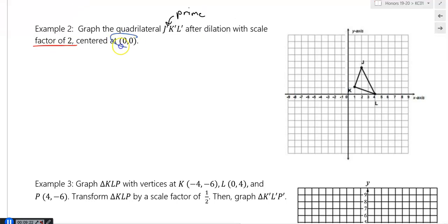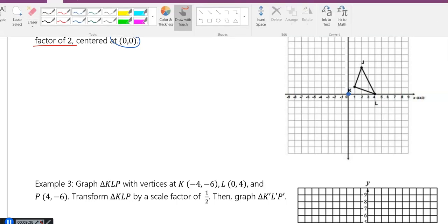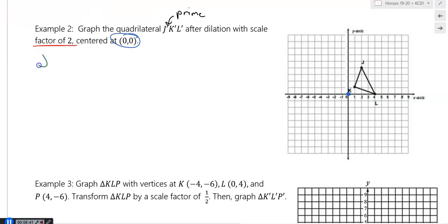And centered at 0, 0. And so here's my center. So how we do on these, when they're centered at 0, 0, they're much easier, but we look how far away it is from that point, and then we multiply those by the scale factor. So for example, I'll start with J, which is over 2, up 4. So I like to put right 2 and up 4 from the center.